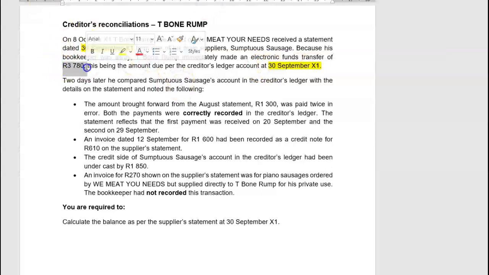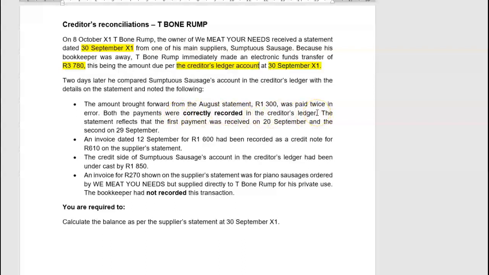So that obviously was the balance as per our creditors ledger account. So we're going to start off with that balance in the ledger of 3,780. Now this guy should have been fired in any case, because only 2 days after he paid, he came up with a reconciliation. And in the reconciliation, he noted the following. Number 1, the amount brought forward from the August statement of R1,300 was paid twice in error. Both the payments were correctly recorded in the creditors ledger.